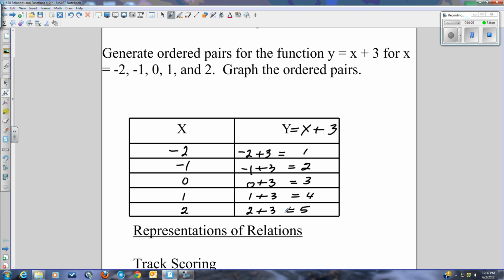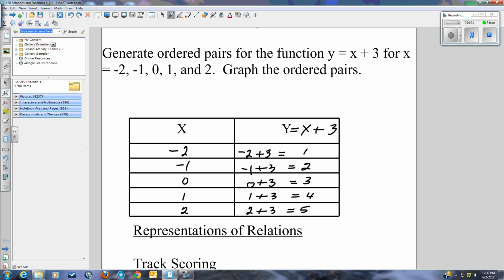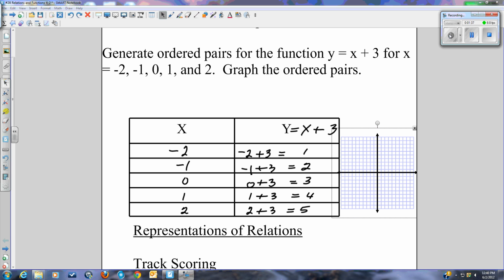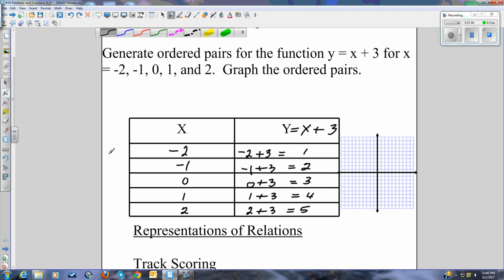Alright, so now what we want to do is graph those ordered pairs. You can see I've placed this graph off to the side. So we are going to graph the ordered pairs. I'm just going to write them over here: negative 2, comma 1. Negative 1, comma 2. 0, 3. 1, 4. And 2, 5.